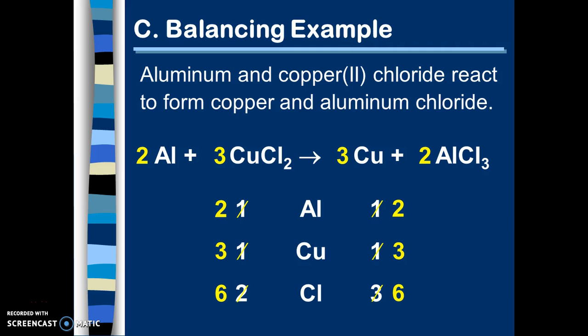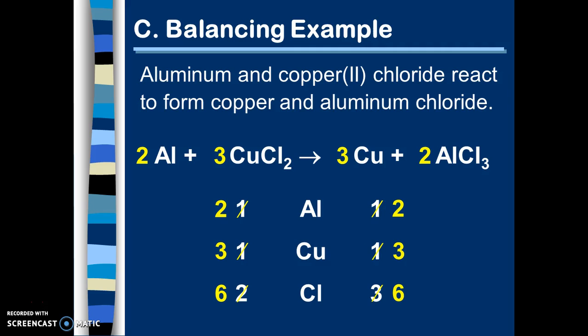So when I'm all said and done, we're going to need a 2 in front of the aluminum, a 3 in front of the copper chloride, a 3 in front of the copper, and a 2 in front of the aluminum chloride. So that I have 2 aluminum atoms reacting with 3 molecules of copper 2 chloride to produce 3 copper atoms and 2 units of aluminum chloride.